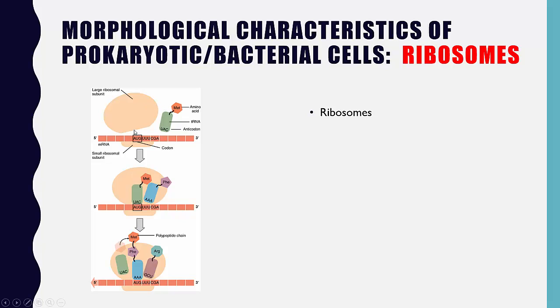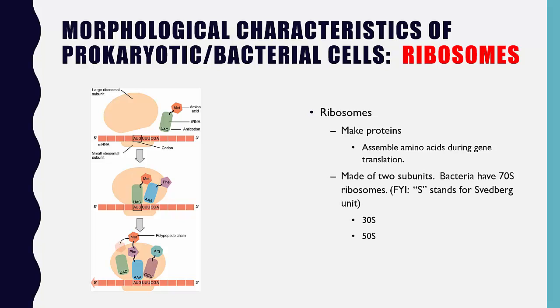And okay, to make a protein, you have to bring in the amino acids. Well, what's going to bring the amino acids into the ribosome site? Well, that will be your transfer RNAs, and they come in and they drop off all of the amino acids, and the ribosome, of course, is going to link them all together. So what's the function of a ribosome? They make proteins. They assemble amino acids during gene translation.